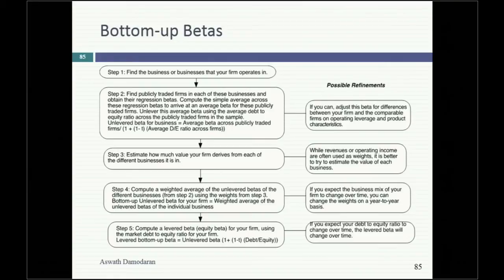I now have an unlevered beta for your company. Last step, I ask you, how much debt do you have? And how much equity? And you might say, I have 20% debt, 80% equity. I'm home. I put that debt to equity ratio in. I come up with a levered beta for your company. Now, why am I doing this?